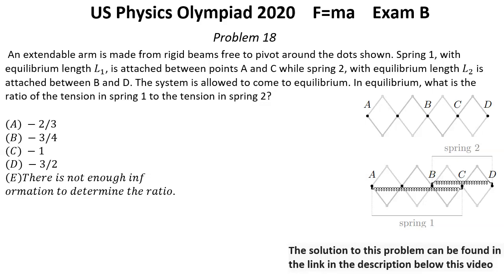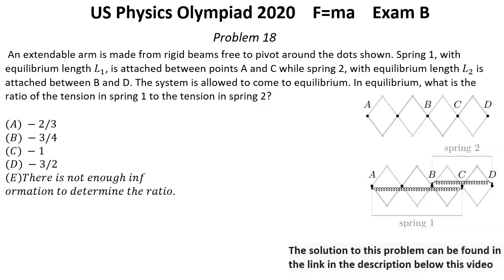The system is allowed to come to equilibrium. In equilibrium, what is the ratio of the tension in spring 1 to the tension in spring 2? Solution for problem number 18.